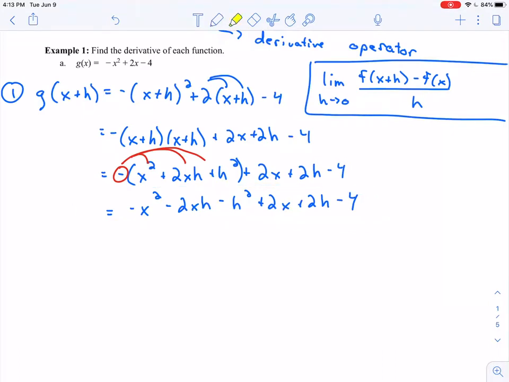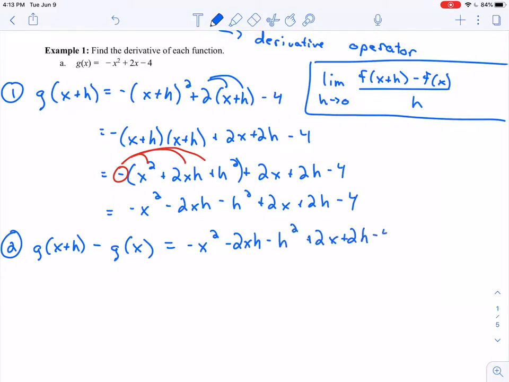So the next step, we have this. Now I'm going to subtract my original function f of x, or in this case g of x. So I always like to write down what we're doing. I'm going to take g of x plus h, which is what I just found, and subtract g of x. So g of x plus h, that's this whole big long mess. So that's going to be negative x squared minus 2xh minus h squared plus 2x plus 2h minus 4.